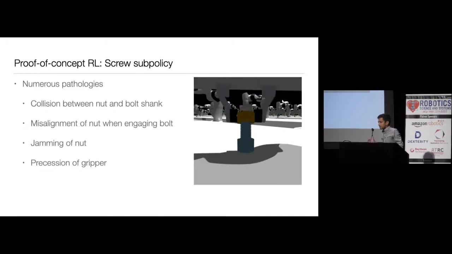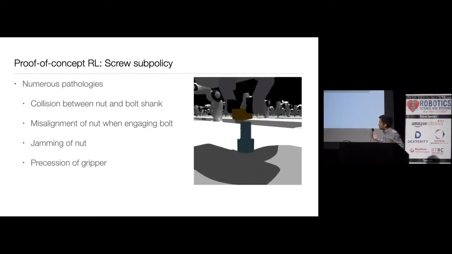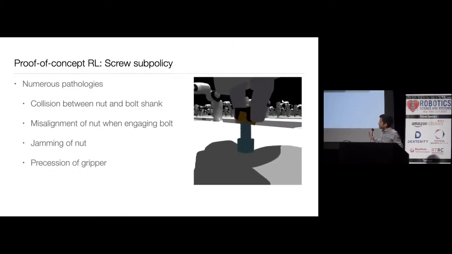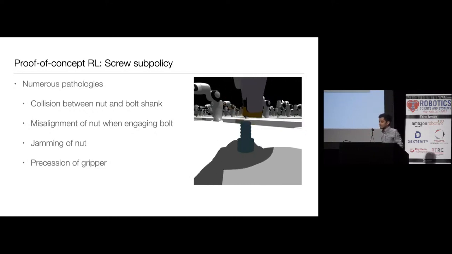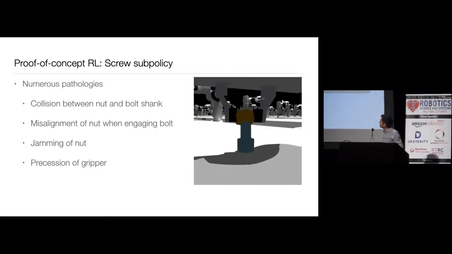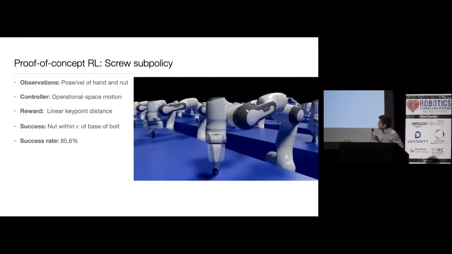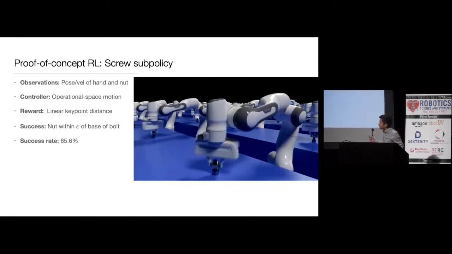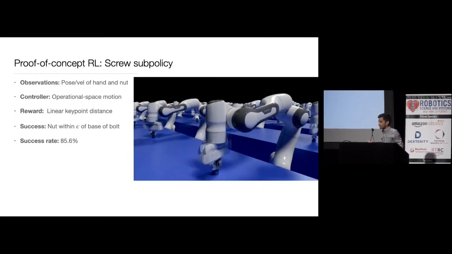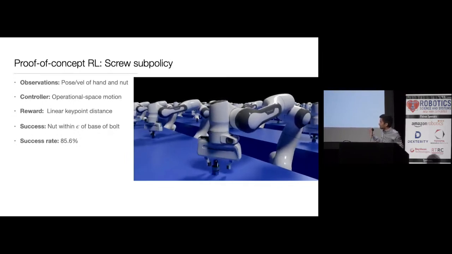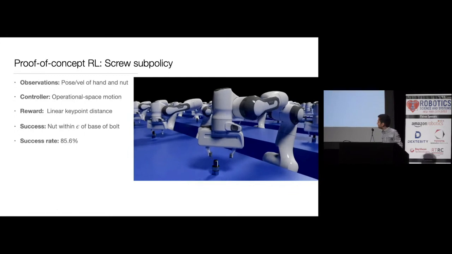Out of the 3 sub-policies, the screw sub-policy was by far the most difficult to train. It was replete with numerous pathologies that one might also expect to see in the real world. As a result, we did a systematic exploration of observation spaces, action spaces, controllers and gains, and reward formulations, and ultimately we were able to achieve an 85.6% success rate.